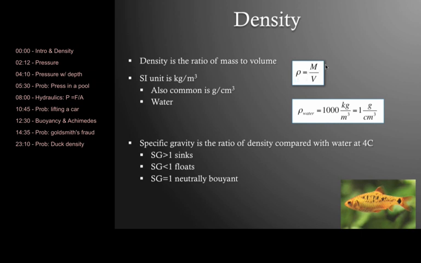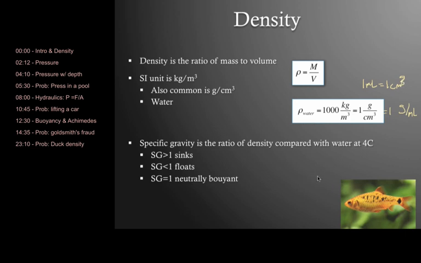We're all familiar with density. This is just the mass over the volume. In SI units, we can use kilograms per meter cubed, but you'll also commonly see grams per cubic centimeter. And here's some numbers for water. So water is 1,000 kilograms per cubic meter, or more easily, we could use the units grams per centimeter cubed. You may also see 1 gram per milliliter. So 1 milliliter is the same as 1 centimeter cubed.